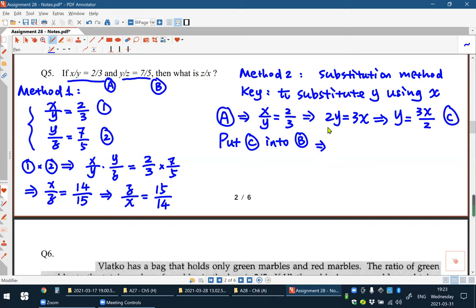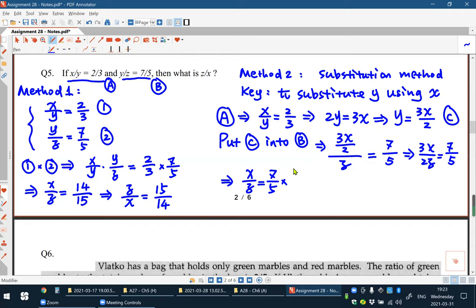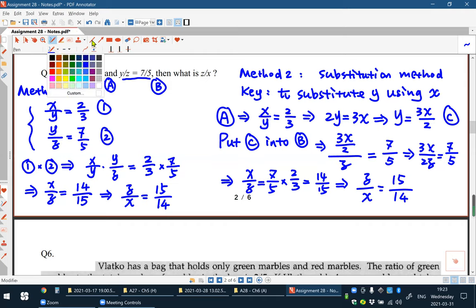So in this way, we can substitute the y using 3x over 2. Okay, so y over z means 3x over 2 and then over z equals 7/5, right? So this means 3x over 2z is 7/5. Then by simplification, we know that x over z is 7/5 times 2/3, which is 14/15. Again, here we know that z over x is of course the reciprocal number, right? Which is 15/14, okay? Have a look at this. You can choose either method you like, either method you feel comfortable to complete this question.